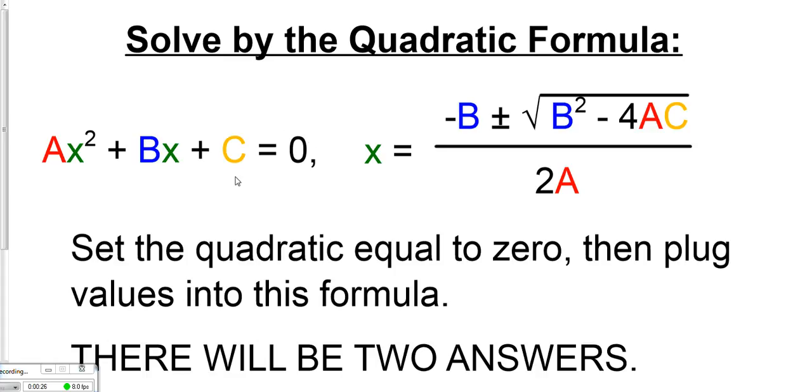Once this is set equal to 0, you can just use this formula, plug in your a, your b, and your c into these spots. Run that formula through your calculator or simplify it on paper, and you will find your 2 answers for x. Notice there's 2 answers because of the plus the square root and minus the square root. Those are 2 separate pieces. So set the quadratic equal to 0, then plug in the values. There will be 2 answers.